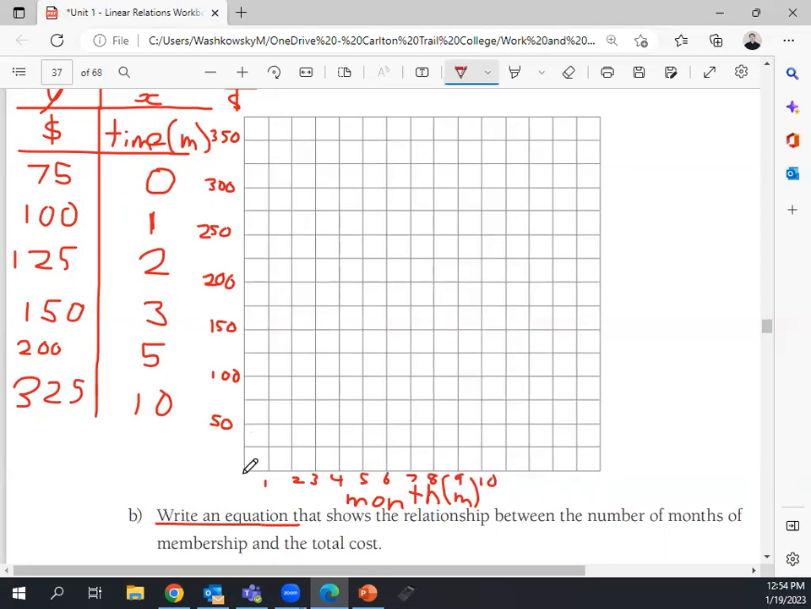So on the 0 month, on 0 months, I pay $75. On the first month, I pay $100. And then it's going to keep going up like that. Third month, I pay $125. On the fifth month, pay $200.